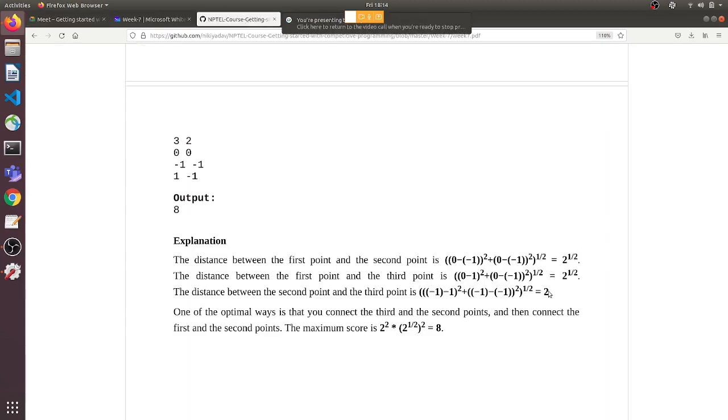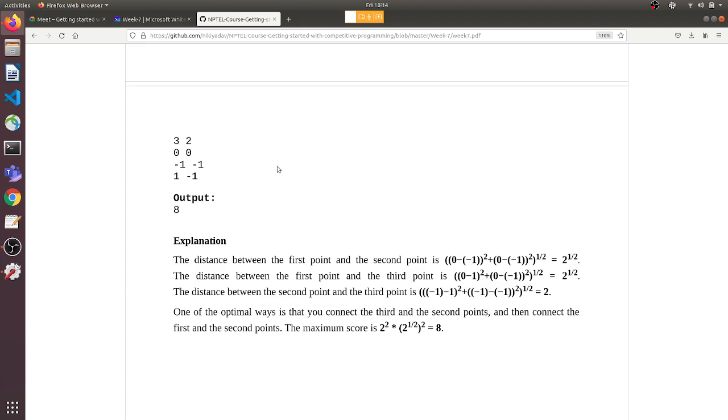When you chose to connect the third and second point, you got 2 square, right? Because 2 is the distance and you have to multiply your score by the square of the distance. So your score was initially 1, multiplied by 2 square, it became 4. After that you connected the third point with the first point, and the distance between them is square root 2, so again multiplied by 2, so then your maximum score is 8.